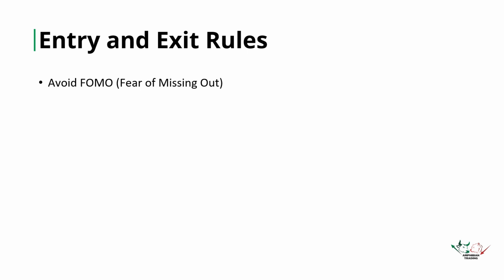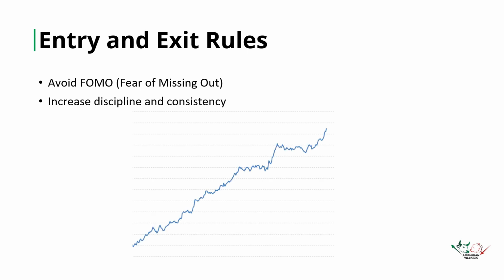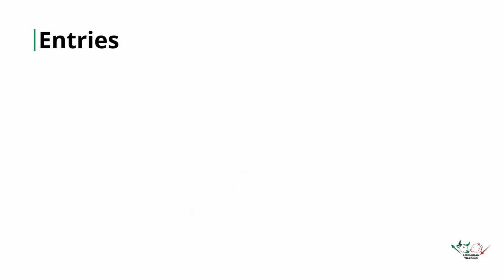Secondly, having these rules can increase your discipline and help your consistency, which is especially important in this unpredictable and volatile world of trading. Every trader's goal should be to have a steadily rising equity curve going from that lower left corner to the upper right. Having these rules will help you achieve that and avoid boom or bust cycles. So with that said, let's get started with entry rules.